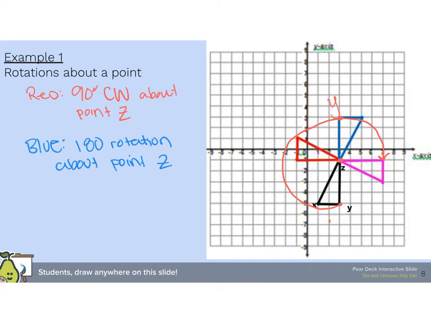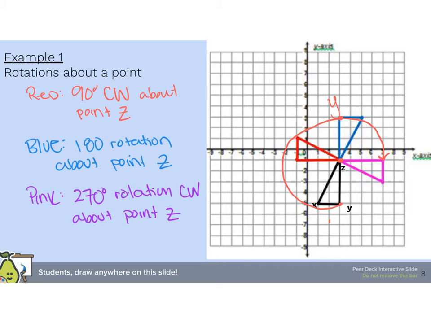And then to get to my pink, ooh, I don't have the pink, so I'll make it purple. To get to pink, that would be 270 degrees rotation about point Z. And sorry, rotation clockwise.